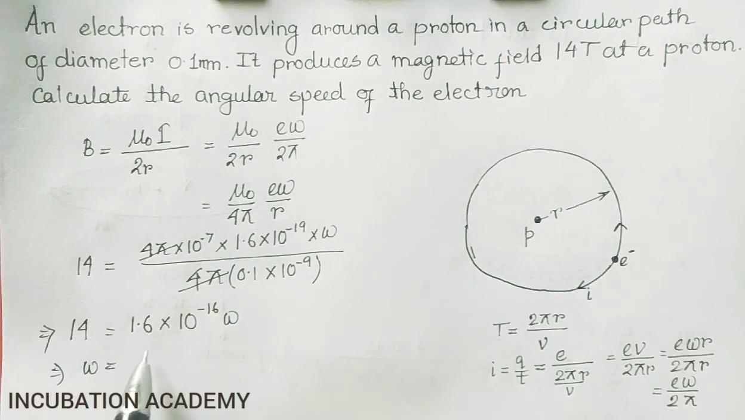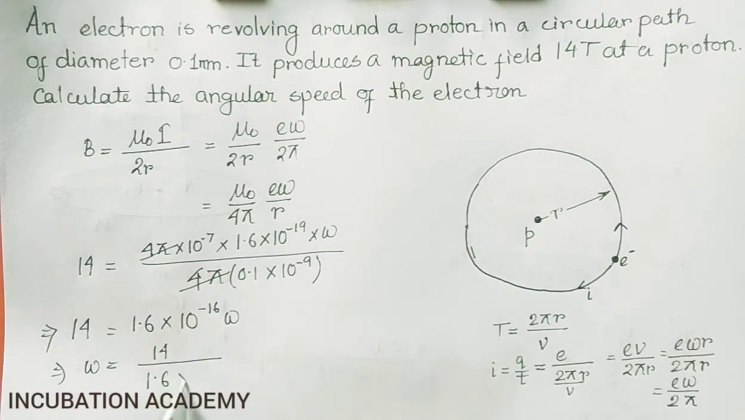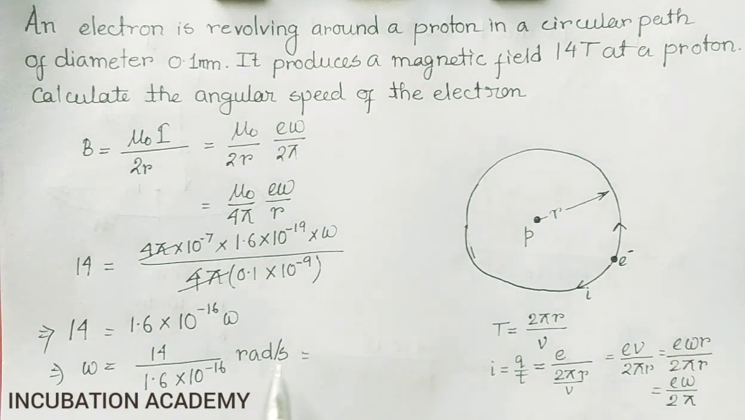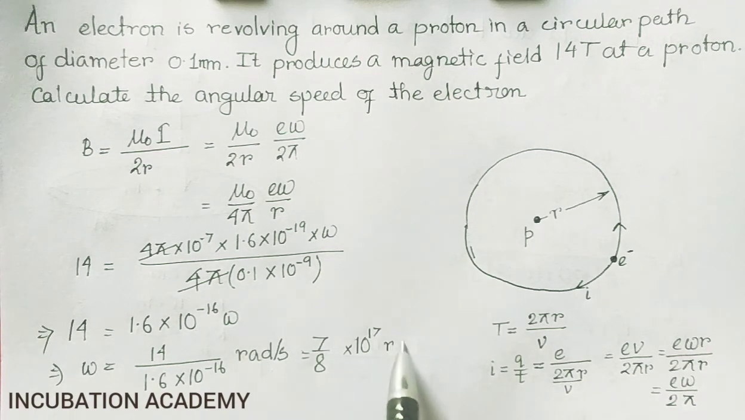So omega becomes 14 divided by 1.6 into 10 to the power minus 16 radian per second. In other words, if I take the 10 to the power minus 17 into the numerator, it becomes 10 to the power plus 17. 14 divided by 16 becomes 7 divided by 8, times 10 to the power 17 radian per second. That's it. Thank you.